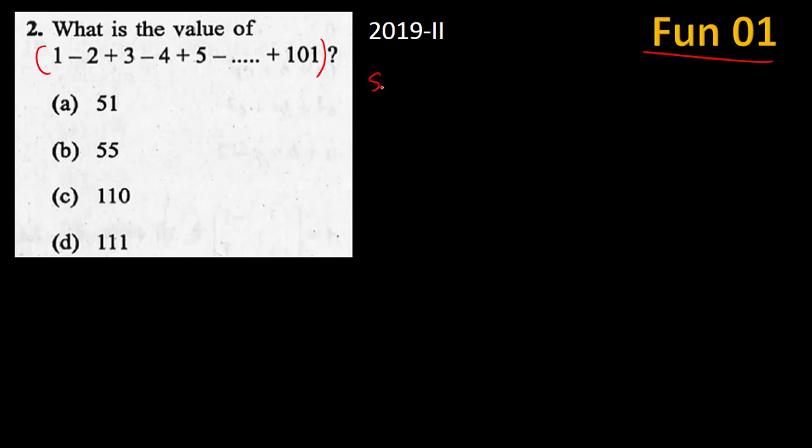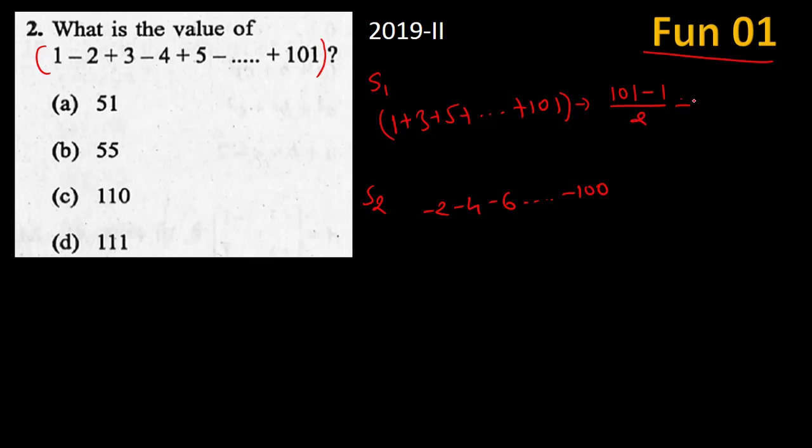The first series S1 is 1 plus 3 plus 5 plus dot dot dot plus 101, and the second series is minus 2 minus 4 minus 6 dot dot dot minus 100. How many terms do you have in the first series? 101 is my last term. So the number of terms is (101 minus 1) divided by the common difference, which is 2, plus 1. It is 50 plus 1, which is 51. So there are 51 terms in the first series.